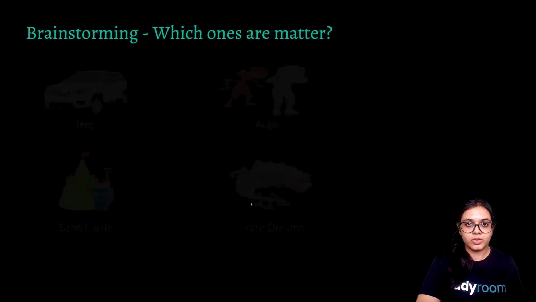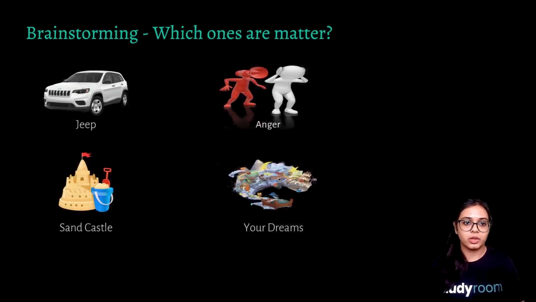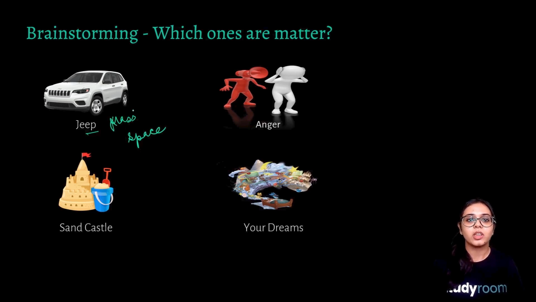Let's do some brainstorming. Which one are matter? Jeep, anger, sandcastle and your dreams. So Jeep is a very definite object. It definitely has mass and it definitely occupies space. It is a kind of a car, right? So Jeep is a matter.